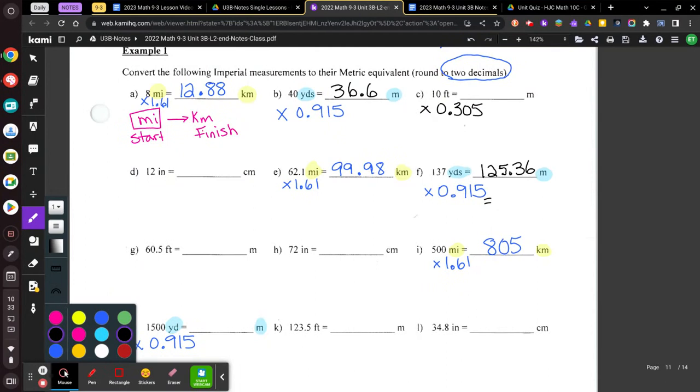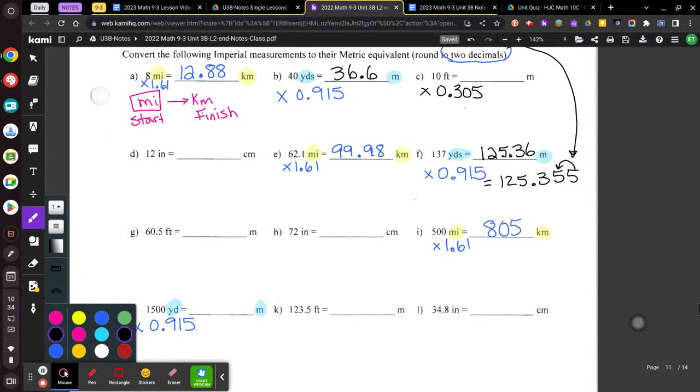This one is going to give me an answer of 125.36. We get 125.355, and we want to round to 2 decimal places. So that second 5 rounds the first 5 to a 6. Okay, so we have to watch our rounding. It tells us 2 decimal places, so we have to watch the rounding.